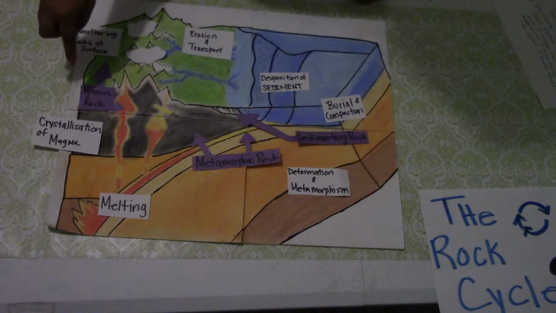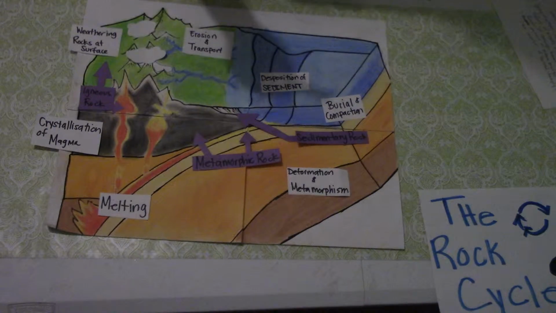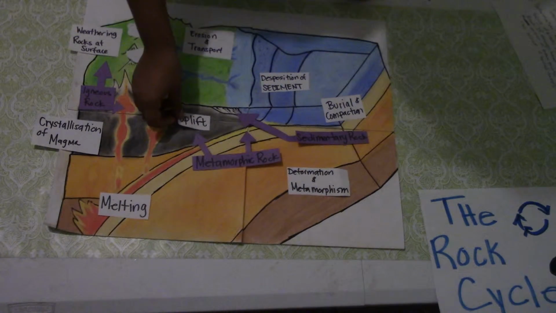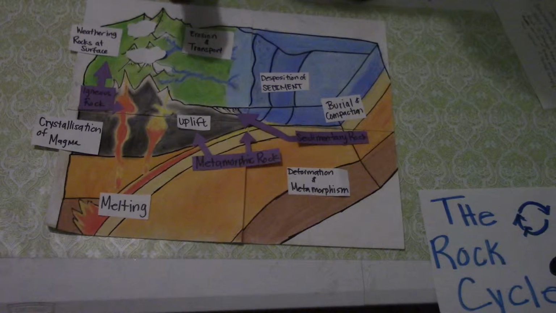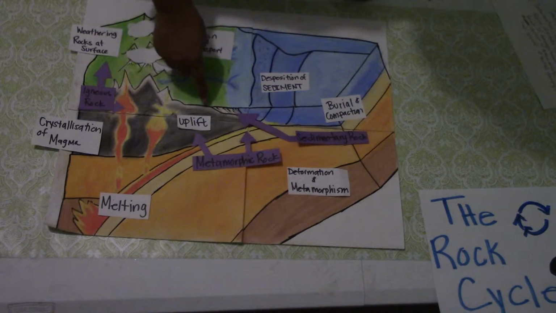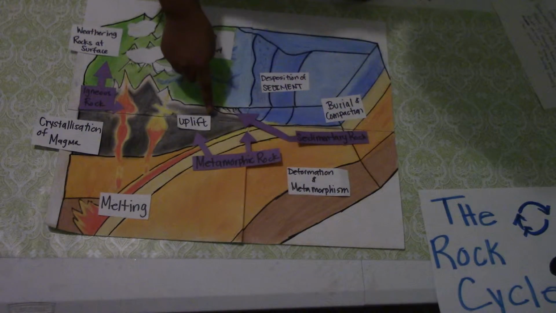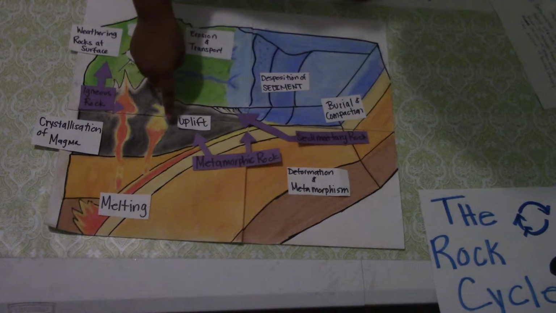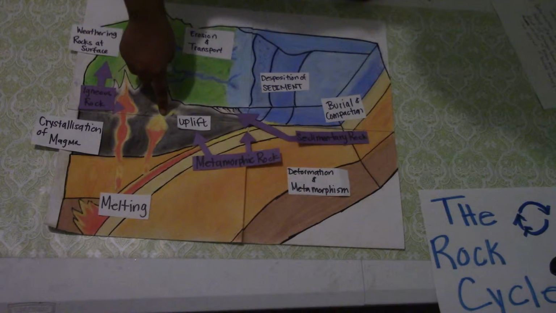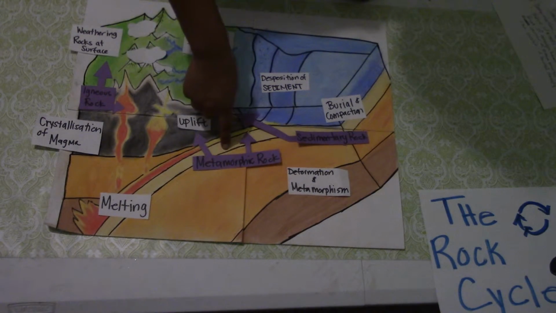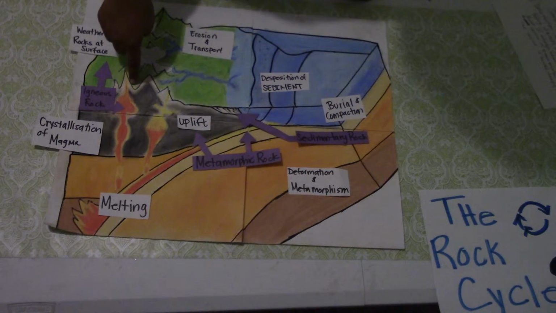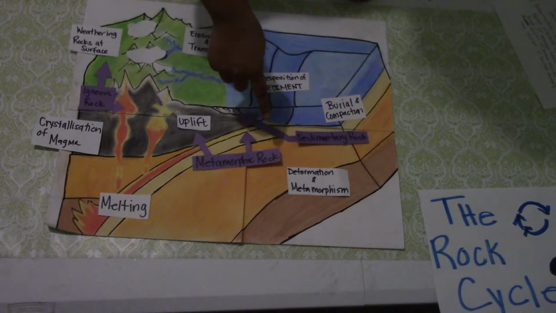So remember, we forget one thing: uplift is the one that pushes rocks up. So a rock can become sedimentary and then eventually reach a magma chamber and skip the whole metamorphic phase, become igneous rock again, and then start the process all over.